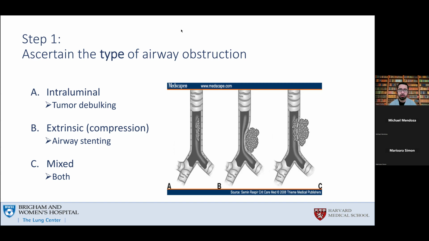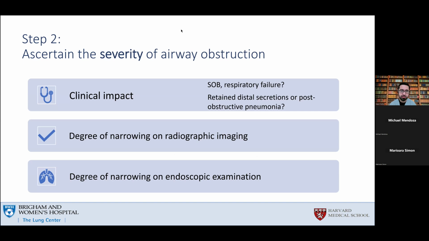Or is there tumor or perhaps a vascular sling or anything that is extrinsic to the airway lumen? In other words, there's nothing to clean up inside the pipe. The poor pipe is just getting compressed from the outside. If that's the case, you need to think about an airway stent. And a lot of the times in malignant airway obstruction in particular, you may have a combination of both. And then you may wonder whether you need to do both. So perhaps you do tumor debulking first, and then you go on to perform stenting.